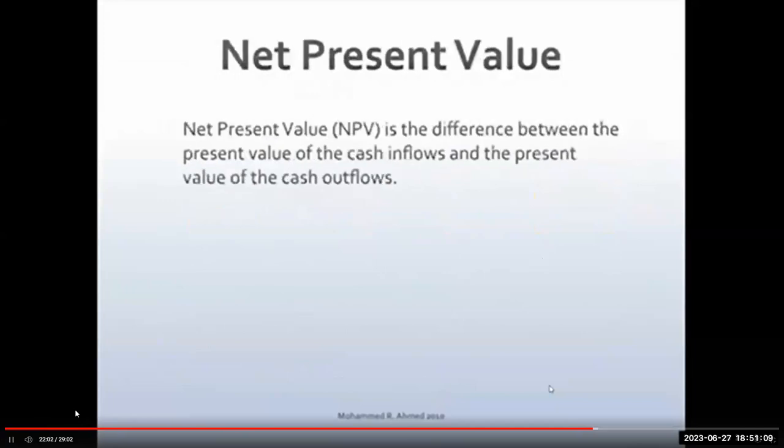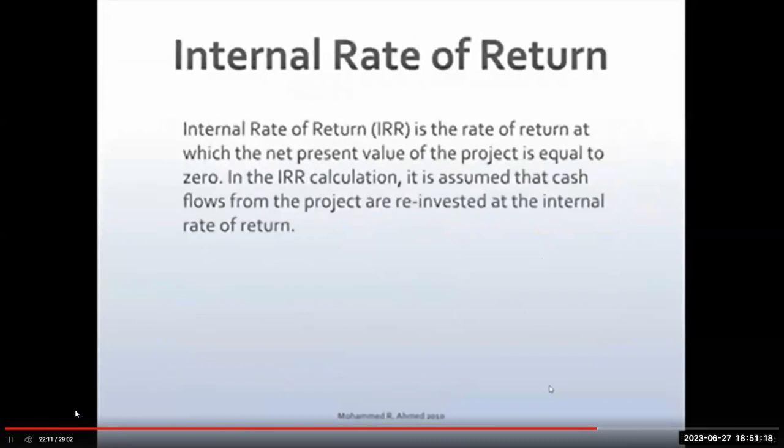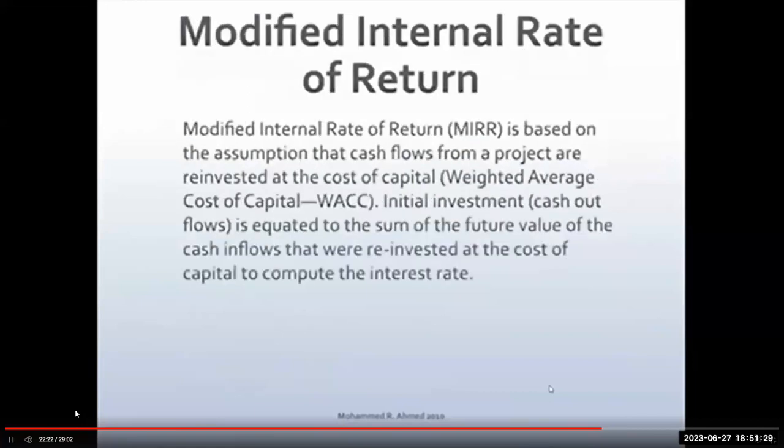Net present value is the difference between the present value of cash inflows and the present value of cash outflows. Internal rate of return is the rate of return at which the net present value of the project is equal to zero. In the IRR calculation, it is assumed that cash flows from the project are reinvested at the internal rate of return.